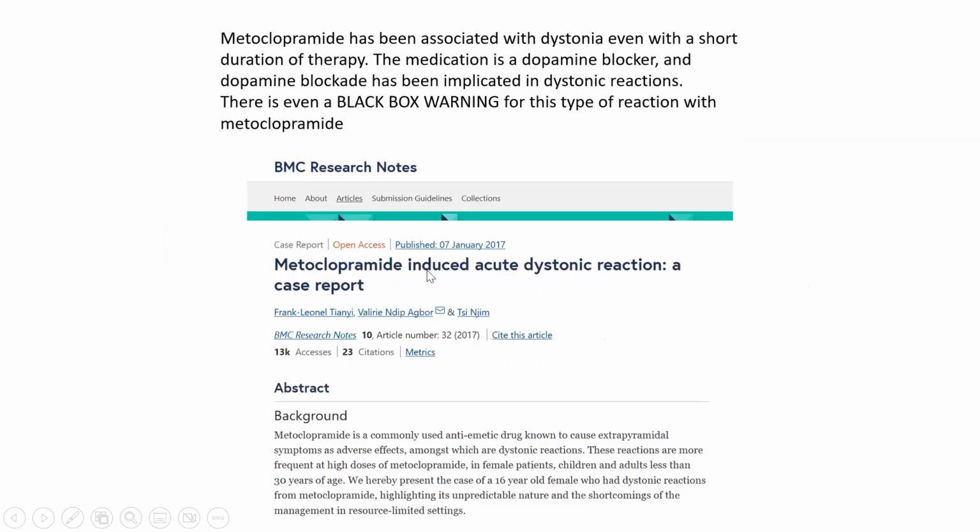And then metoclopramide has been associated with dystonia, even with a short duration of therapy. There's even a black box warning for tardive dyskinesia and other movement disorders associated with metoclopramide. So this is a very real and very plausible effect of metoclopramide. It's not one of those really rare side effects. If you're not careful, it can happen.